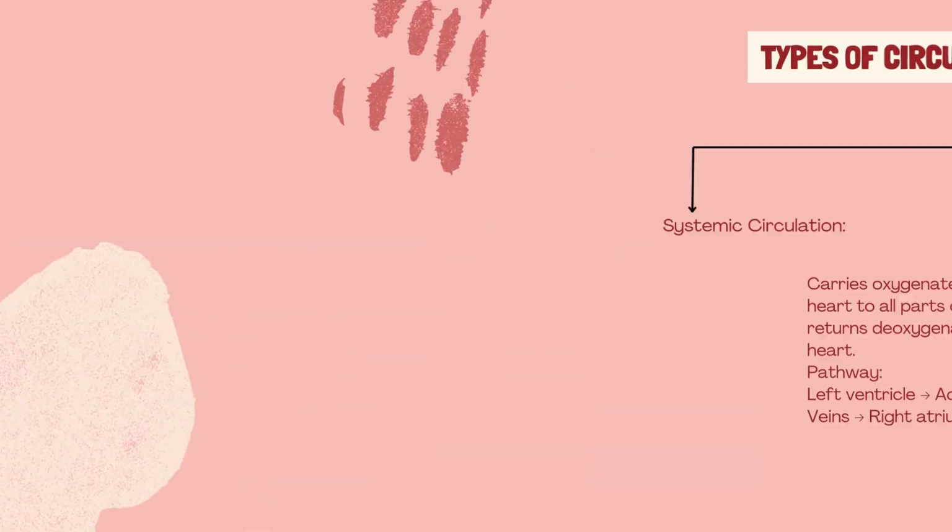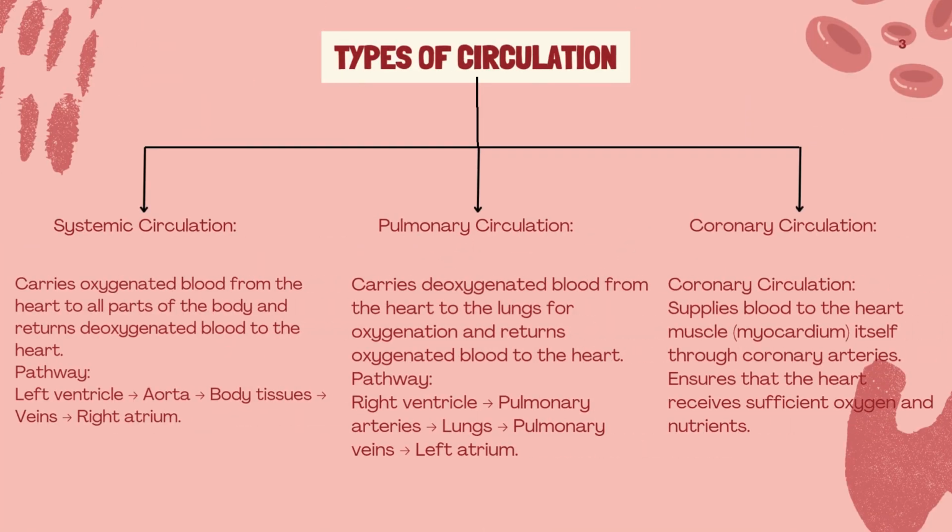Types of circulation. Systemic circulation carries oxygenated blood from the heart to all parts of the body and returns deoxygenated blood to the heart. Pathway: left ventricle, aorta, body tissues, veins, right atrium.